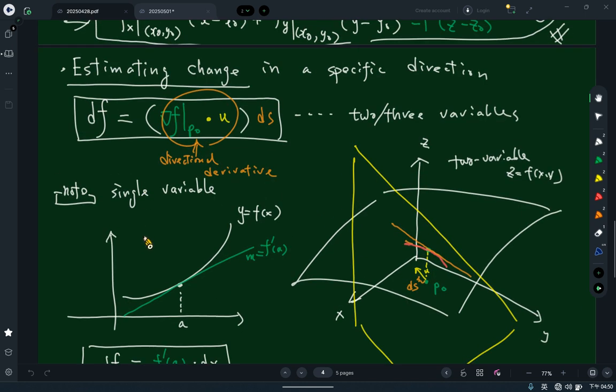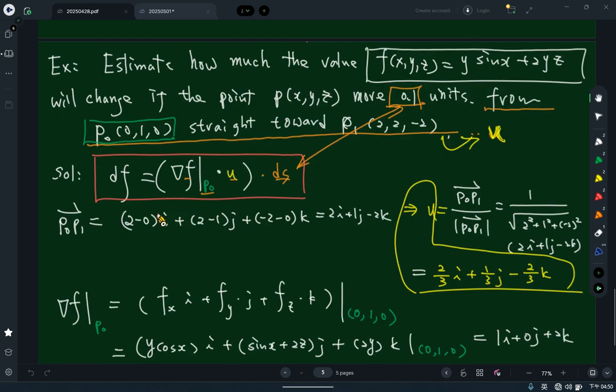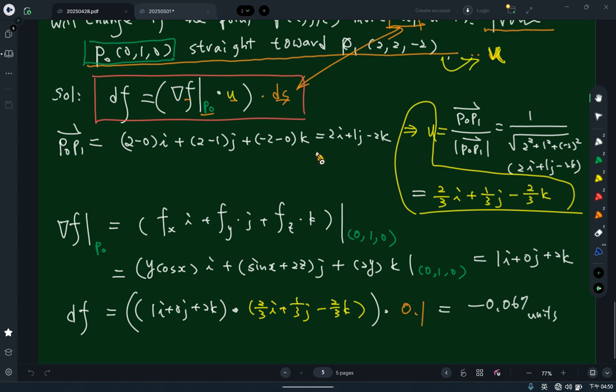Similarly, for this one, if you want to know the change in the function f, you can calculate the directional derivative first and multiply it by a very small change in this direction, so that you can estimate the change in that specific direction. Then I also showed you an example like this one.